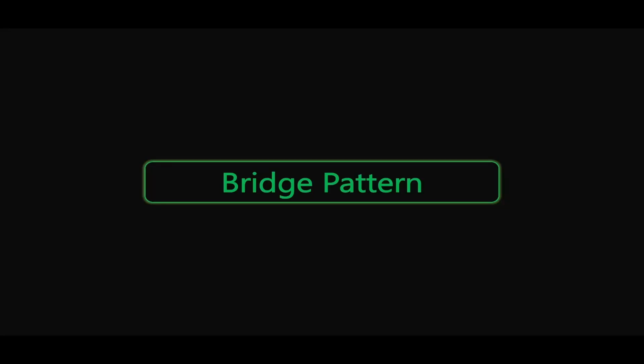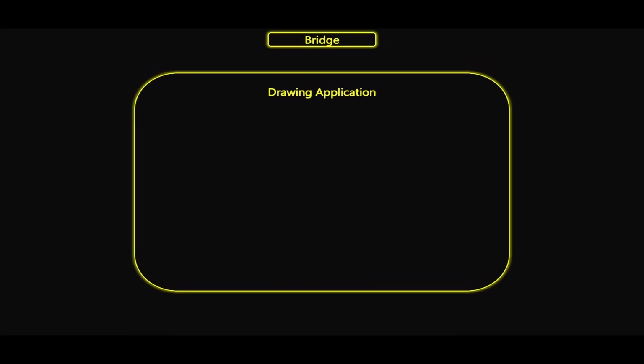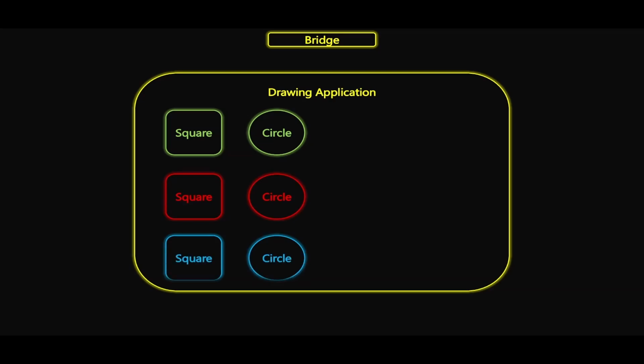What is a bridge pattern? Let's suppose we are building a drawing application. In this application there are multiple types of shapes like square, circle, and many more can be added in future. These shapes can have different colors like green, red, blue, etc.